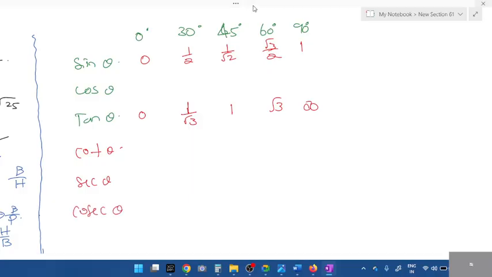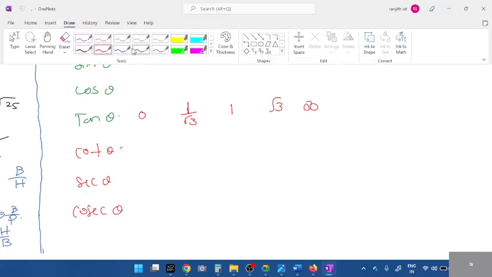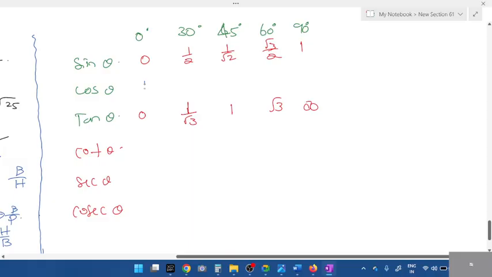What is the value of cos, students? Now both of you will tell me what is cos. It is the opposite of sine, so write the reverse. 1, root 3 by 2, next 1 by root 2, 1 by 2, 0. Now for cot, it is the reverse of tan. What should I write? Infinite, root 3, 1, next 1 by root 3, and 0.